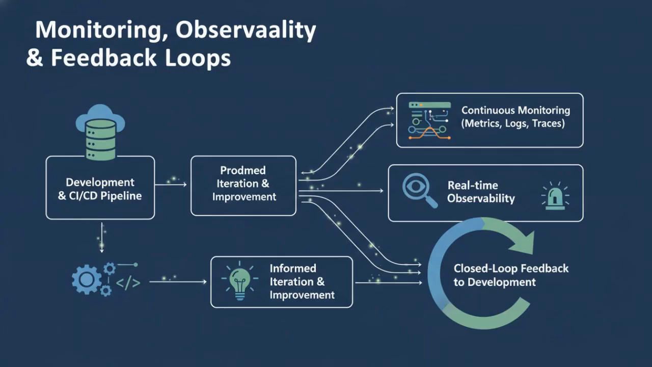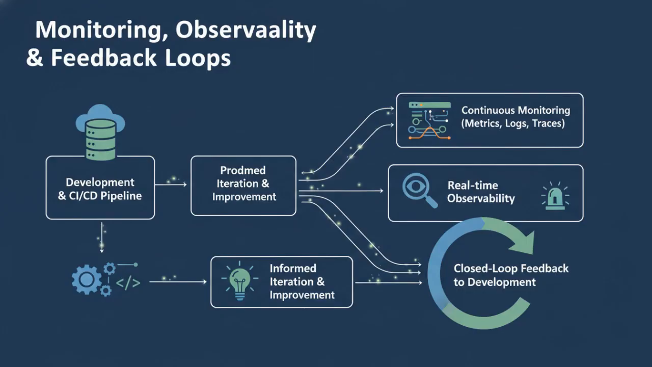The CI/CD process doesn't end at deployment. Continuous monitoring and observability are vital for understanding application health, performance, and user experience in production. This includes collecting metrics, logs, and traces. Alerting systems notify teams of anomalies or failures immediately.